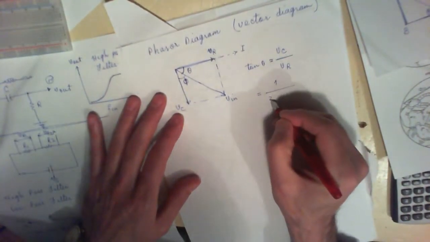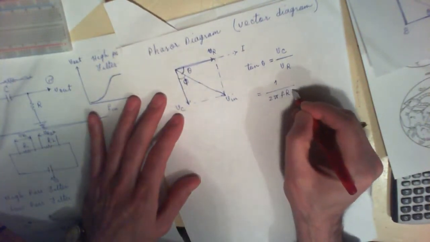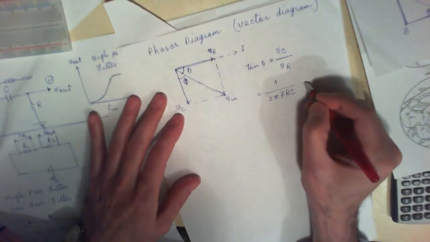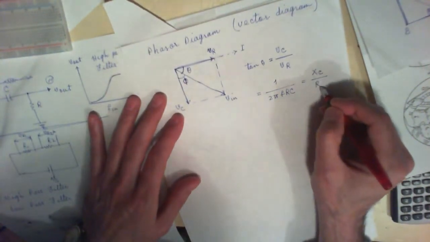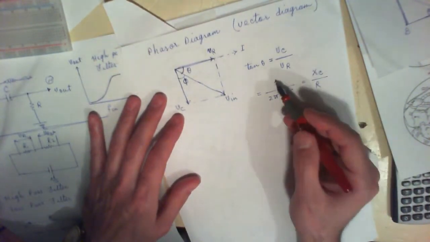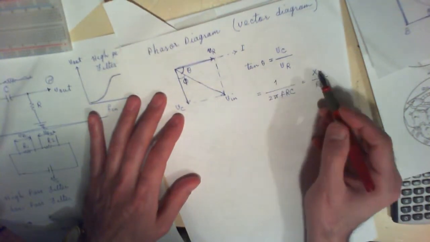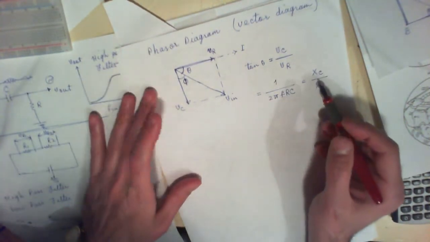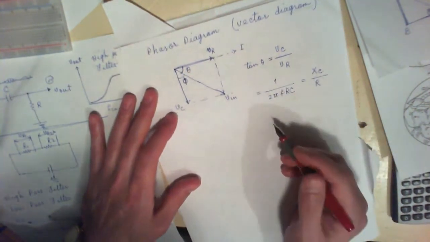1 over 2 pi FRC, and you can also use the formula X of C to R. So you can use these two formulas. You can either use 1 over 2 pi FRC or X of C to R, depending on the situation.